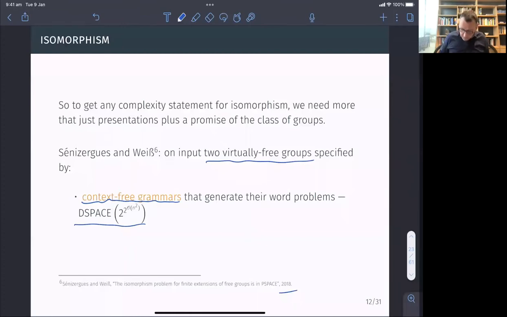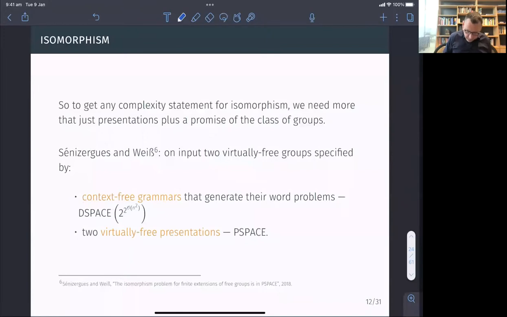They then give a different description, which they call a virtually free presentation, which doesn't just mean an abstract presentation, because we know that's not going to give any complexity bound. So they give two virtually free presentations, which I'll define on the next slide briefly. And then they prove that that's in PSPACE.